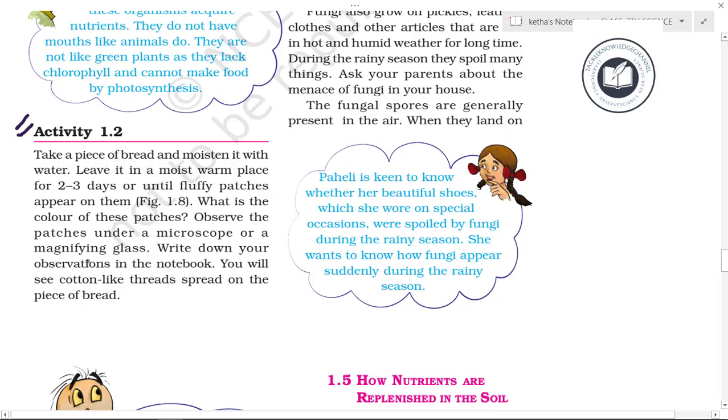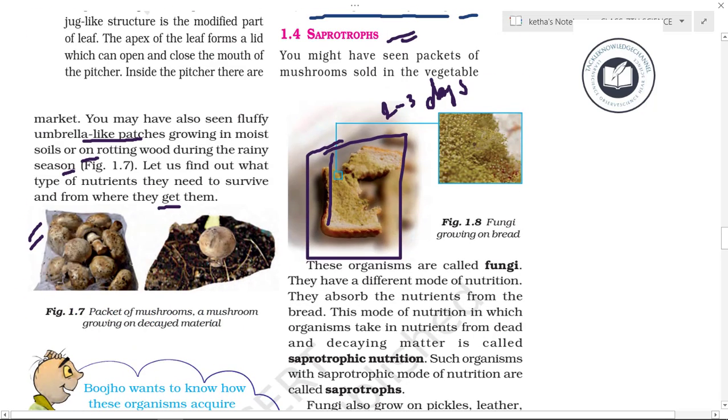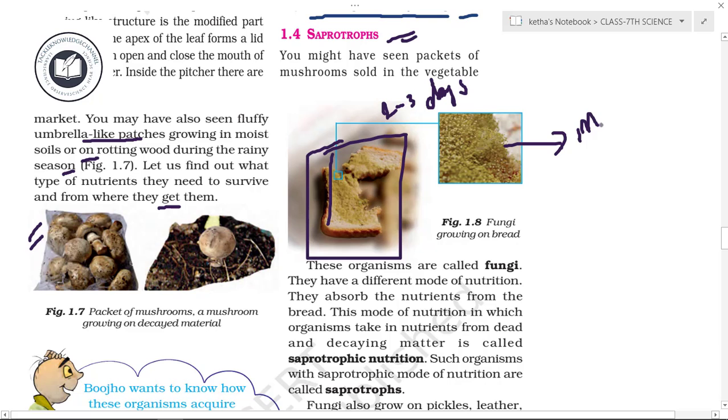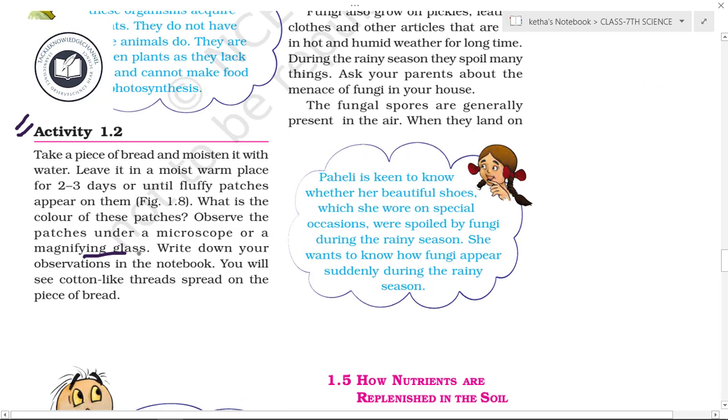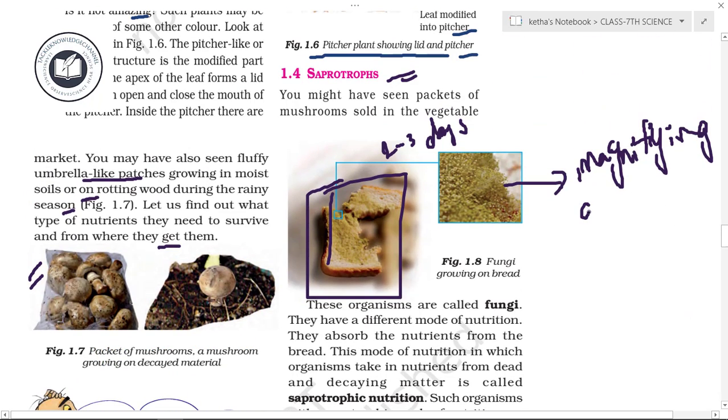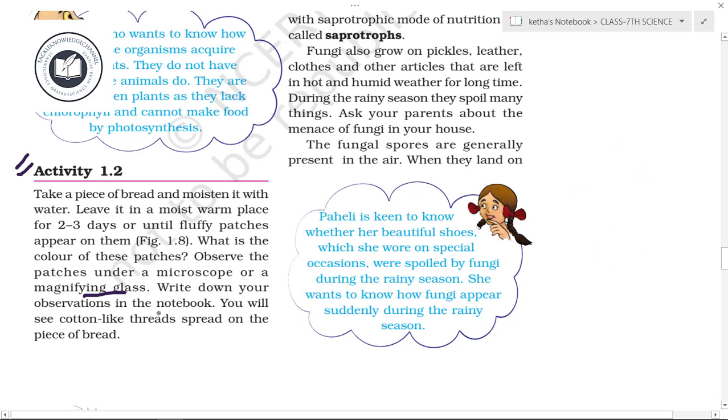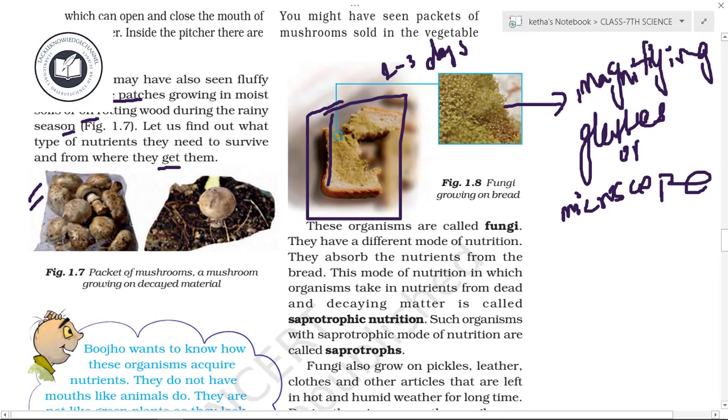Observe the patches under a microscope or a magnifying glass. We cannot see these organisms with our naked eyes, so we have to observe them using a magnifying glass or a microscope. Write down your observations in your notebook. So after watching, we have to note down the results.